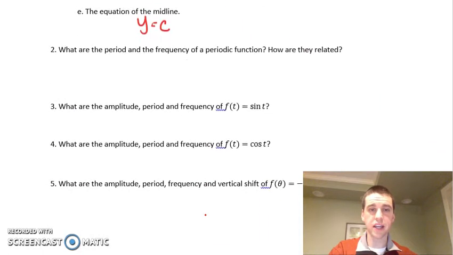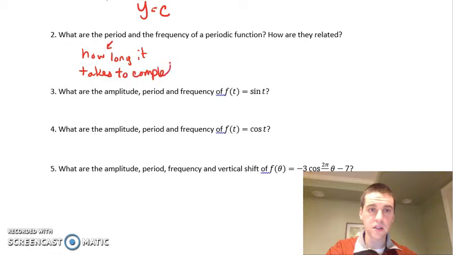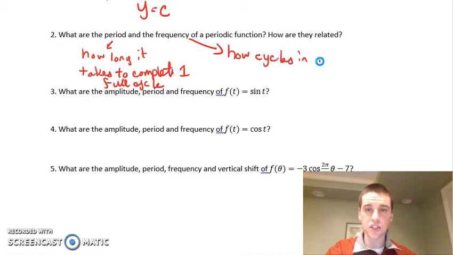What are the period and the frequency of a periodic function, and how are they related? Again, I just talked about that. The period is how long it takes to complete one full cycle. And the frequency is how many cycles in 2 pi.